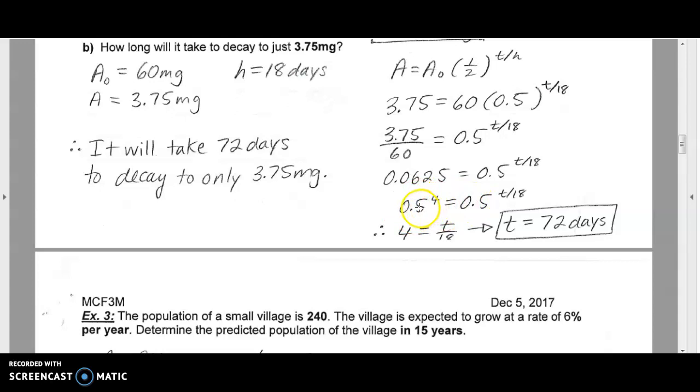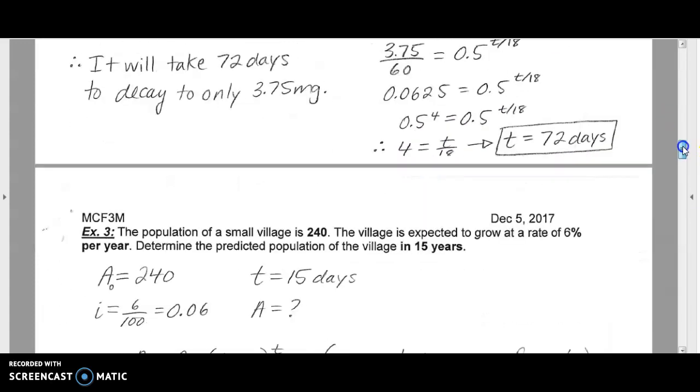Once I have the same base on my powers, I can equate the exponents. So 4 equals t over 18. Multiply both sides by 18 tells me it'll take 72 days.